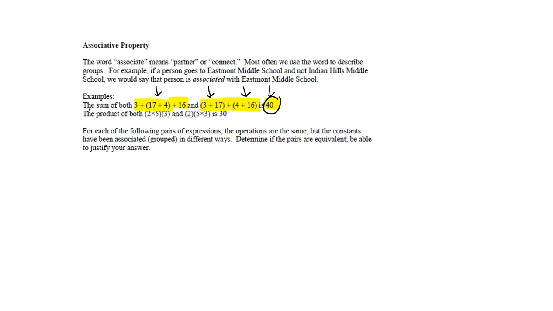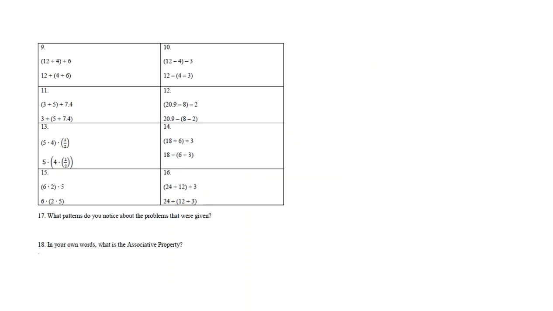Okay, and then the next one, the product of both 2 times (5 times 3) and (2 times 5) times 3 is 30. Okay, so again, it doesn't matter if you do 2 times 5 first and then times 3, or 5 times 3 first and then times 2. In both cases, you get 30. Okay, now for the next part of this lesson, you are going to be given some pairs of expressions, and the operations are the same, but the constants have been associated or grouped in different ways. So you need to determine if the pairs are equivalent, and then be able to justify your answer.